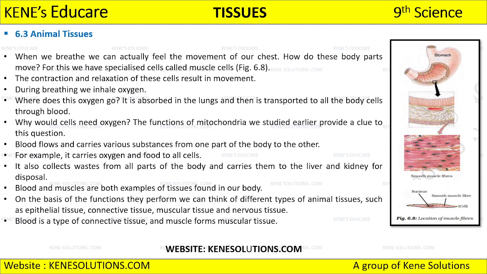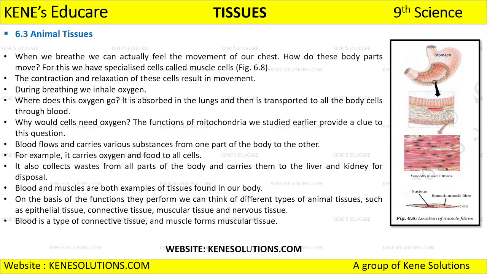Then, blood and muscles are both examples of tissue which are found in our body. Blood and muscles are examples of tissue found in our body, and on the basis of the function they perform, we can think of different types of animal tissue. Each and every cell is performing a different function. They have a specialized function to perform.